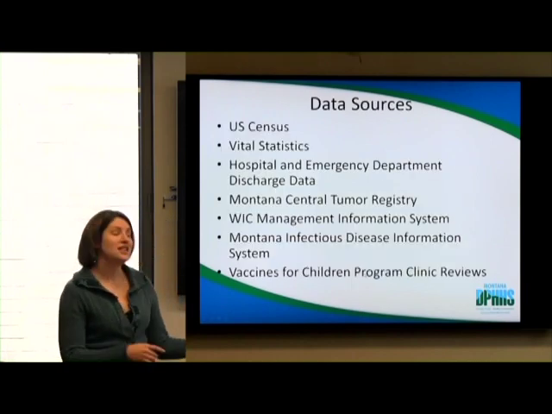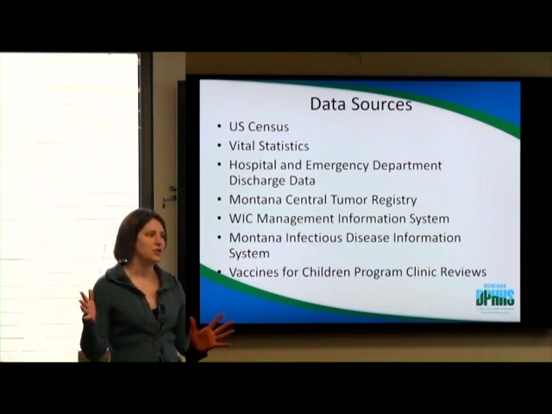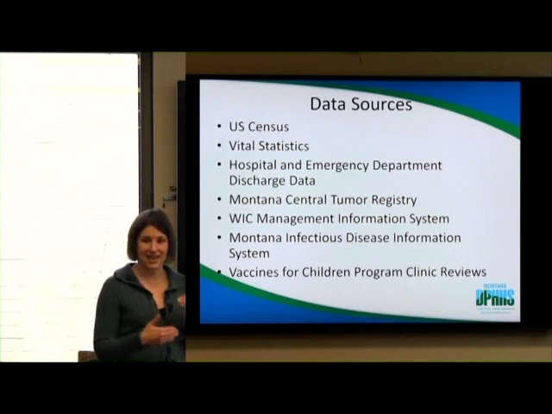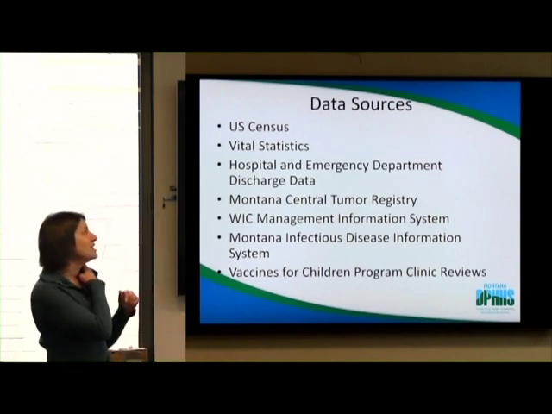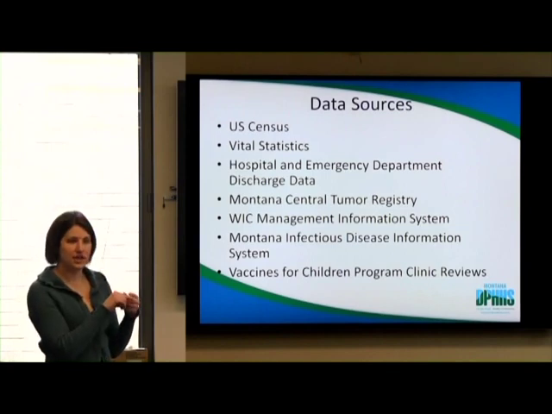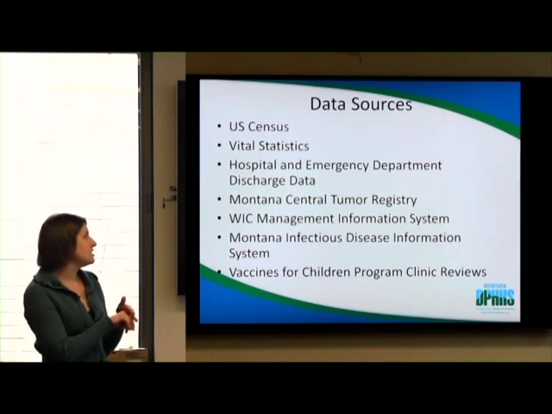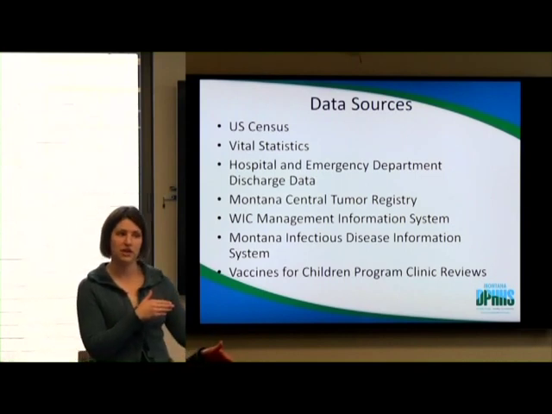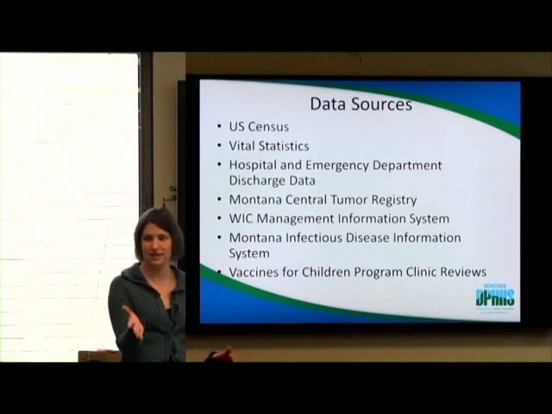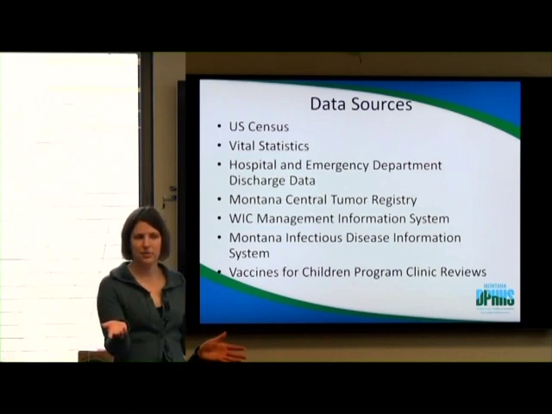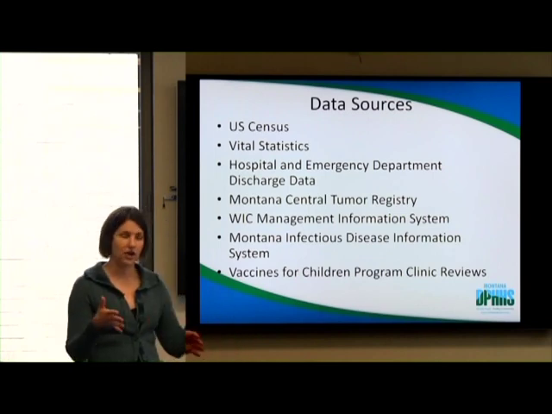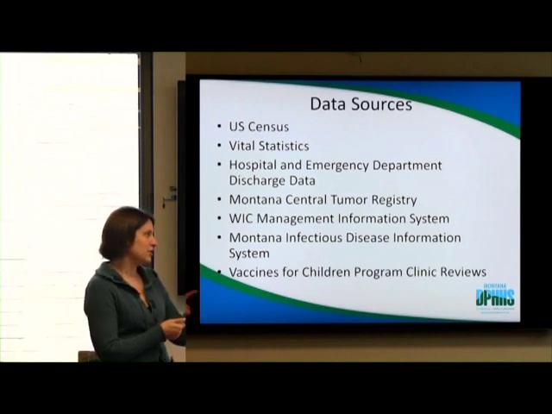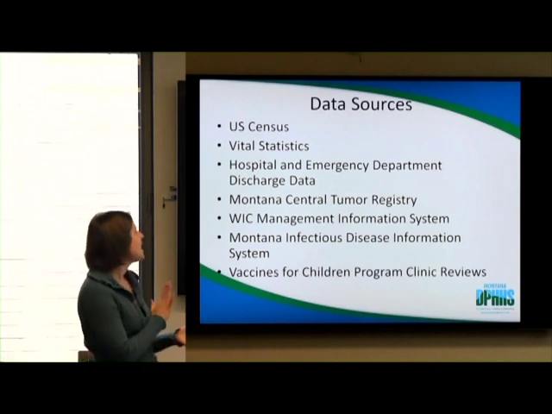Okay, so we used a lot of different data sources. We tried to pull as much stuff together for you as possible so you could just go to one place and get a lot of information. So we used U.S. Census, vital statistics, which is birth and death records, and hospital and emergency discharge data, so the billing information whenever someone goes to either the emergency department or is admitted to the hospital, which is a voluntary system, but we still have a pretty complete record across the state. The Montana Central Tumor Registry, which is very complete, and Laura's in charge of that, so we know it's good.